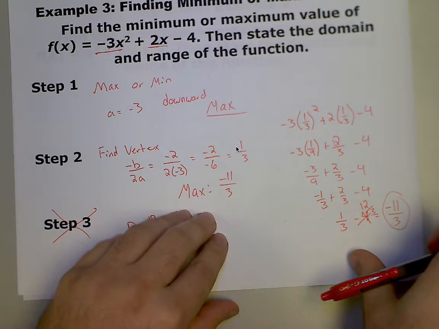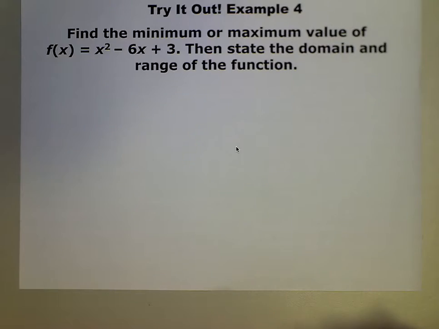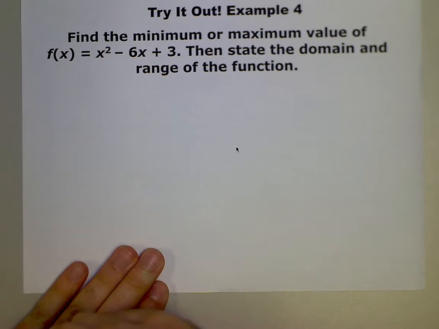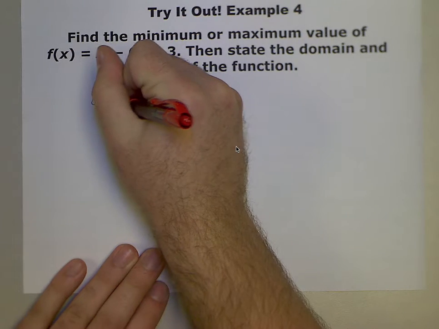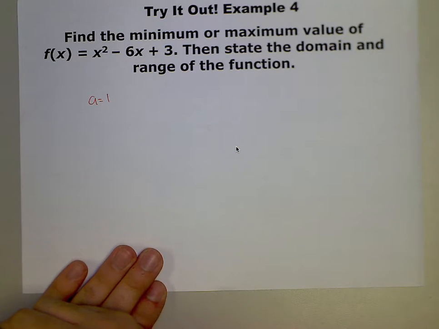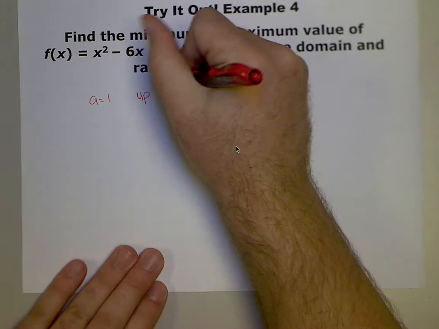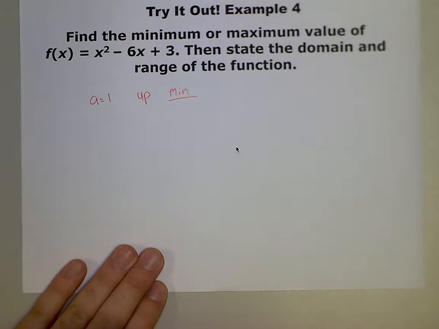All right, and real quick, one more example here. I want to find my max or min value and state my domain and range for this equation here, x squared minus 6x plus 3. For this one, my a value here is 1. That's going to tell me if I have a minimum or maximum. That positive 1 tells me I'm opening up, so I'm going to end up having a minimum here.